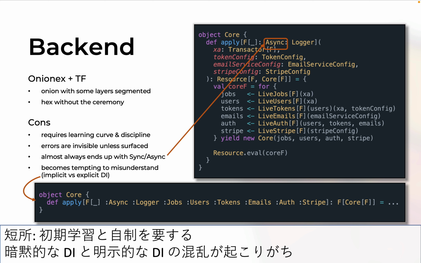This is an anti-pattern, and unfortunately it becomes very tempting to use. So don't do that. Only pass implicit type class instances for capabilities, not for the modules that you otherwise depend upon. The dependencies need to be passed explicitly instead. So these are some considerations about the backend.